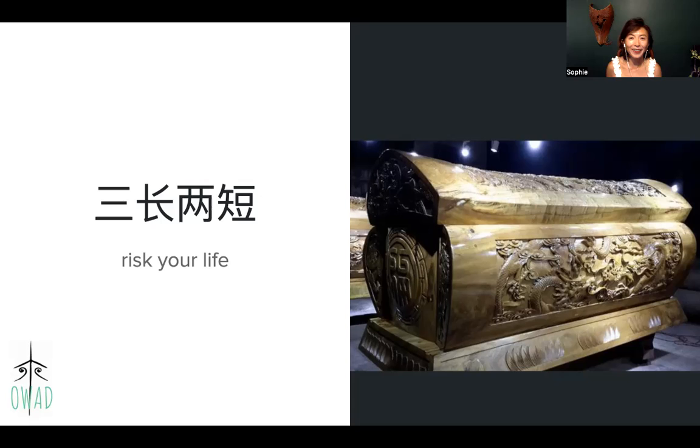I often heard it in our daily language use. It's almost like a mother telling her children, don't you take too much risk. Like, what if you're going to have some three longs and two shorts, 三长两短? What are we going to do? So kind of like in that context.